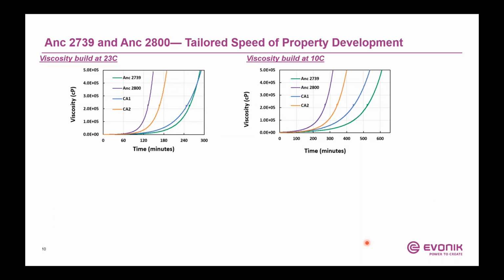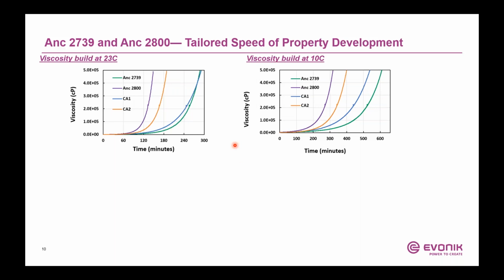This slide here is pretty much looking at the viscosity build over time. When you mix the curing agent with the epoxy resin, the viscosity starts increasing. And here again, it follows the same trends in terms of cure times, which I mentioned in my previous slide. The 2739 and the CA1 are slower cure, so you can see the viscosity build is a little slower, while 2800 and CA2 are faster cure, so the viscosity build is again faster, and you see the same trends at lower temperature. So there's nothing really surprising till now.